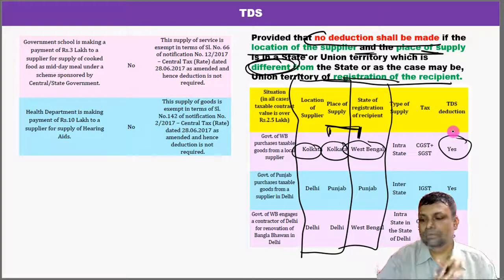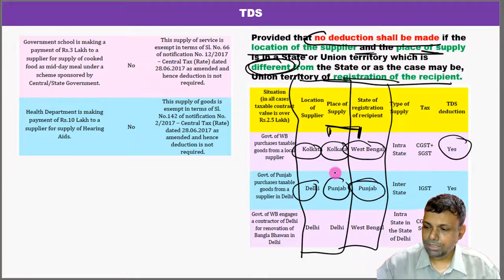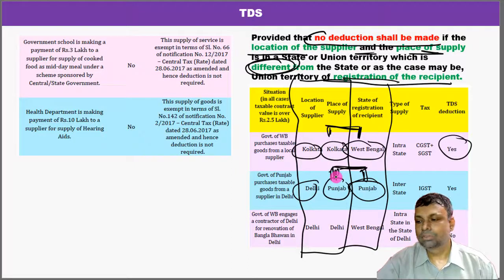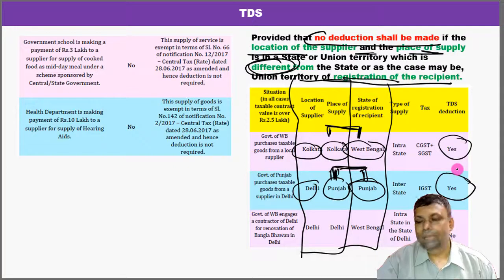be applicable. In other words, friends, what is required is that there should be some common place between the supplier and the recipient of that particular supply of services or goods, as the case may be. In this situation, since the place is the same, the TDS provision is applicable. Now see here, this is Delhi, this is Punjab, and here it is Punjab. So one of the places is the same, that is Punjab and Punjab. So in that case, the TDS provisions will be applicable.